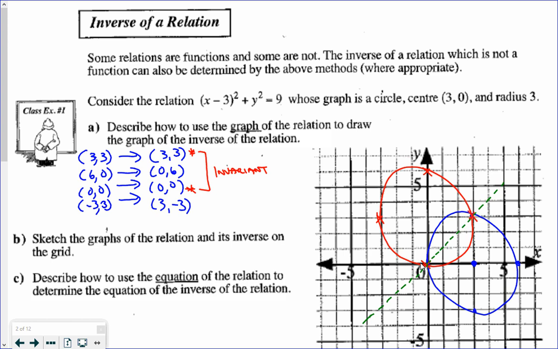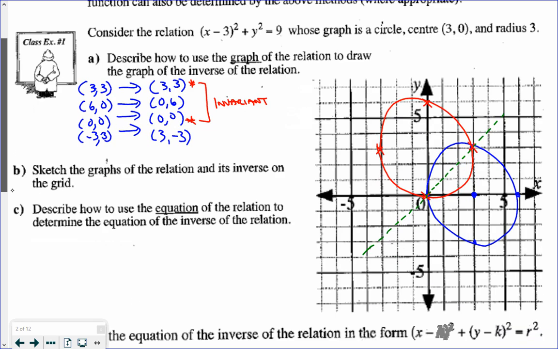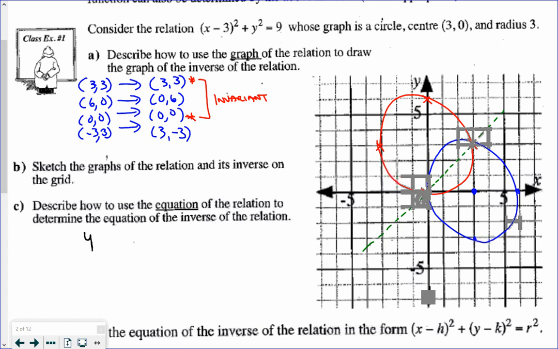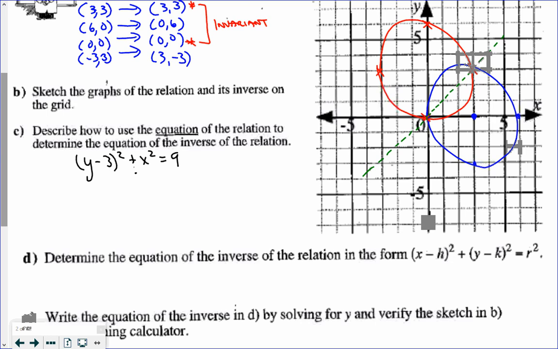So describe how to use the equation. Okay, so if I wanted to find the equation, what I would do is I would just switch the x and y coordinates around. Okay, and I would get that y by itself. So I'm going to start off by minusing x squared from both sides. And then I'm going to square root.